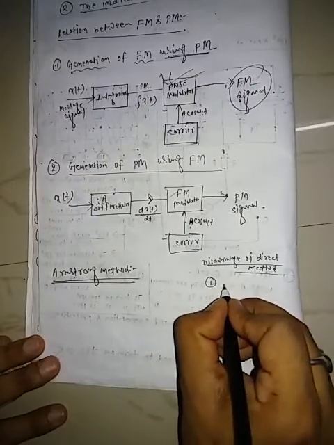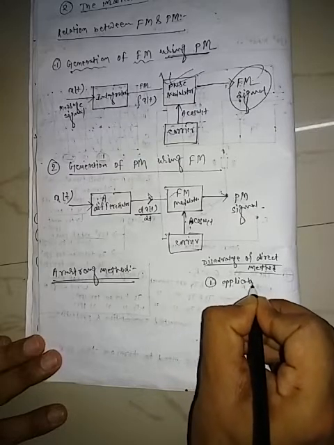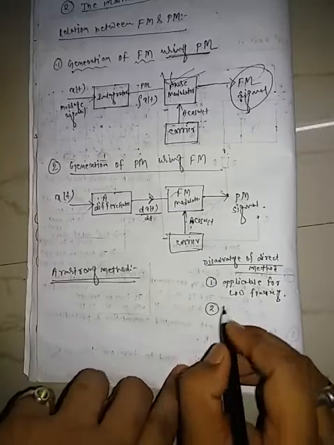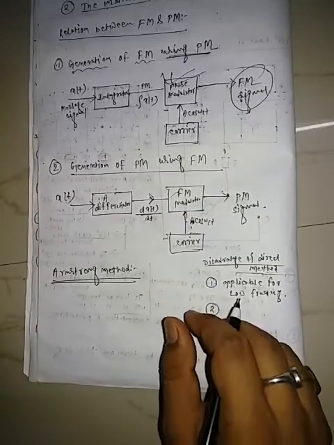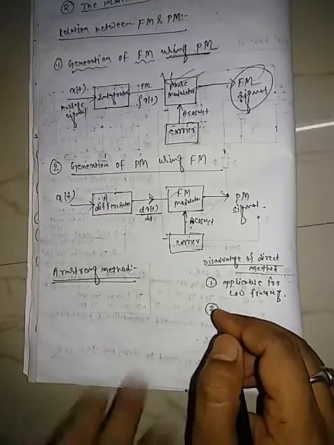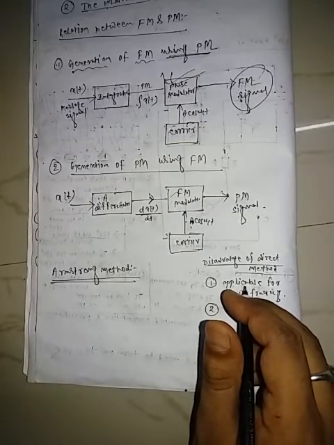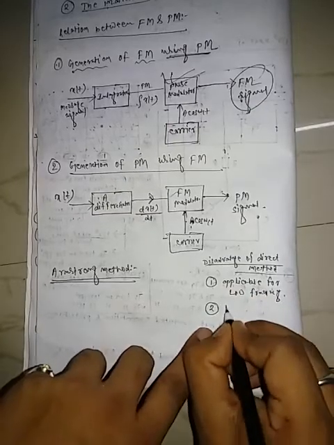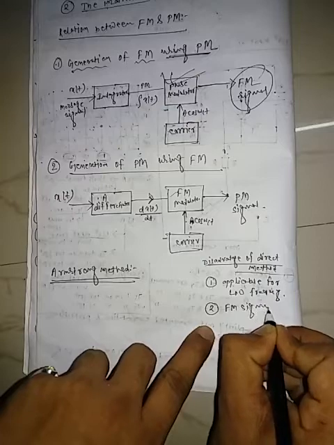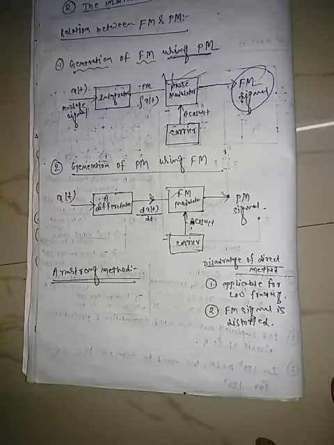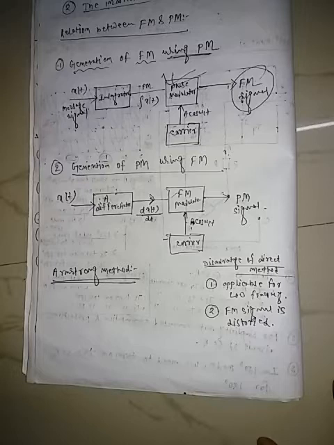Because first, the direct method is applicable for low frequency only. Secondly, the varactor diode produces a frequency variation due to harmonics, so the FM signal is distorted. The direct method produces a distorted FM signal, and the frequency is very low.